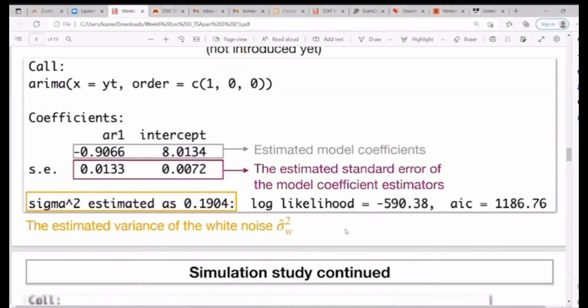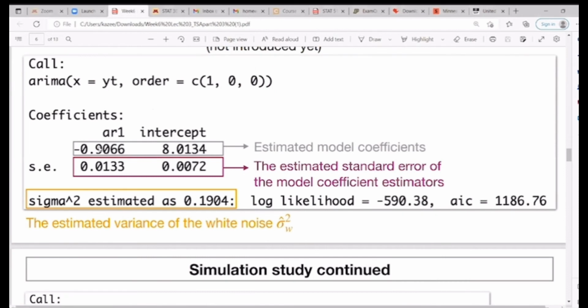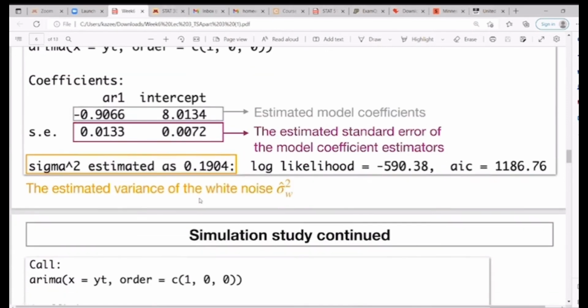Okay, that is how that is estimated, and that is what you can see here. Take a look at that. This is the C1. This guy here, 8.0134, is the mean. I want you to take note of that, right? And if you take a look at this guy now, this is the estimated sigma squared. If I ask you the variance of the residual or the variance of the noise, it's this guy here. That will be part of the output.